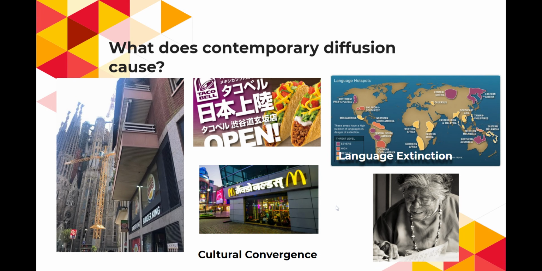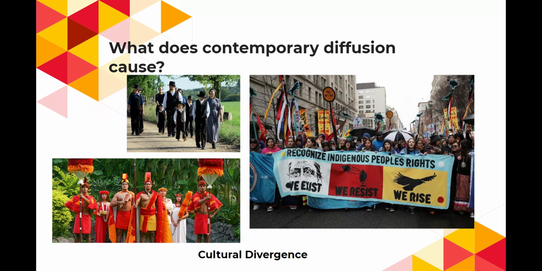Another example of what contemporary diffusion can cause is language extinction. If more and more people are speaking English, whether it's their first language, second language, or just as a lingua franca, they have less of a reason to speak their own native language or their own indigenous language. So you're seeing some languages die out. In fact, experts predict that about every 2 weeks we lose one language off of the face of the earth.